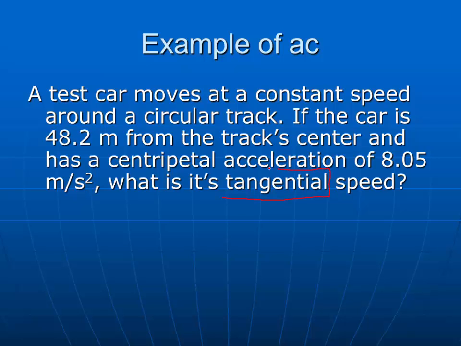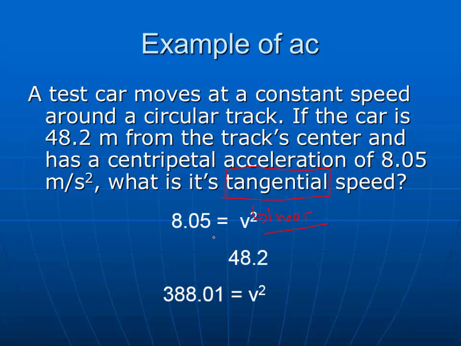So, this word you may see occasionally. It really just means linear. It's essentially how fast the object would be going if it wasn't going in a circle. If it was just traveling in a straight line, what would its velocity be? And that's always going to be its tangent speed.